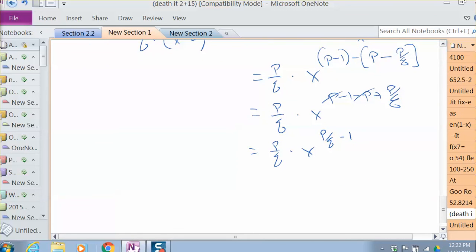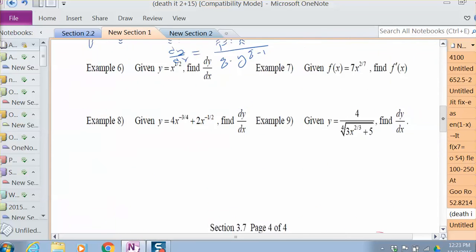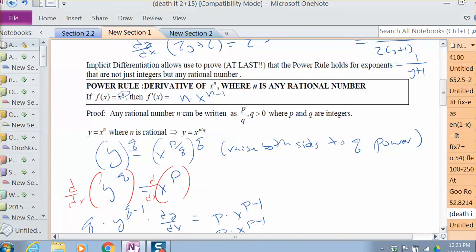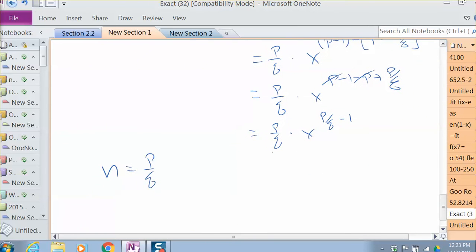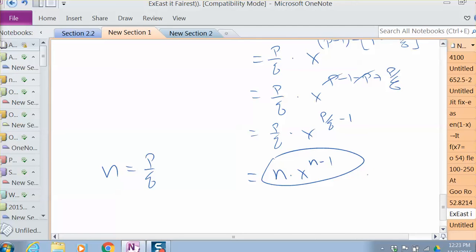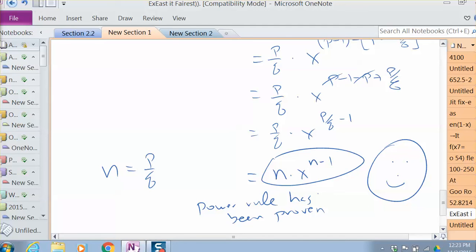And remember, n had equaled p over q earlier on, right? Way up here. And so we wind up just getting that. And now we've actually proven the power rule. Sorry that was a little bit choppy there. It's a little bit of a tricky proof, but just something that's kind of cool to do.